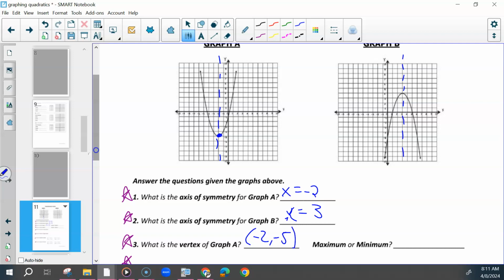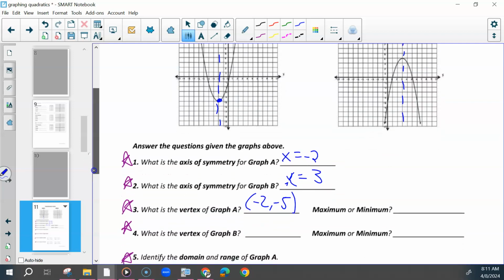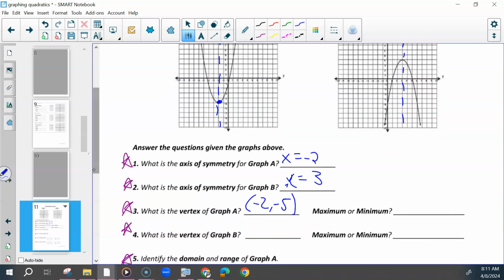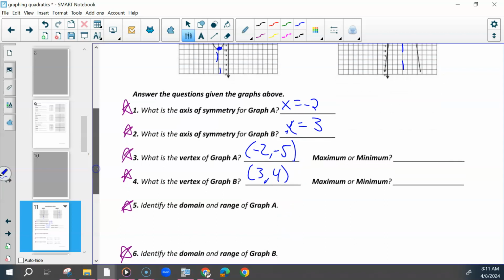What about for graph B? We'll answer those questions in a second. 3, 4. Remember that maximum is your highest, minimum is your lowest. Is the vertex for graph A a minimum or a maximum? Minimum. For graph B, is it max or min? Max.